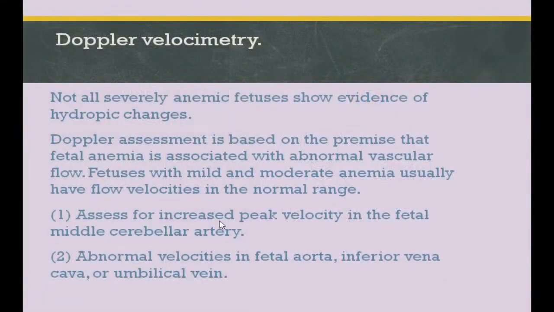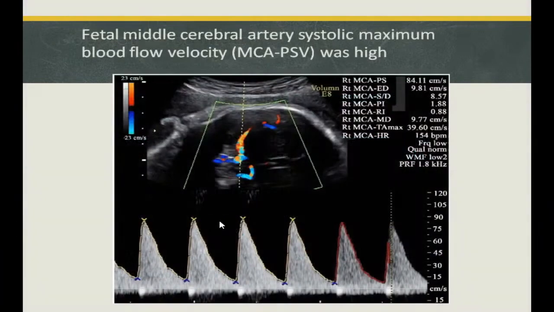Doppler velocimetry assesses the increase in peak velocity in the fetal middle cerebral artery and abnormal velocities in the fetal aorta, inferior vena cava or umbilical vein. Here is the picture demonstrating the middle cerebral artery, systolic maximum blood flow velocity, very high.